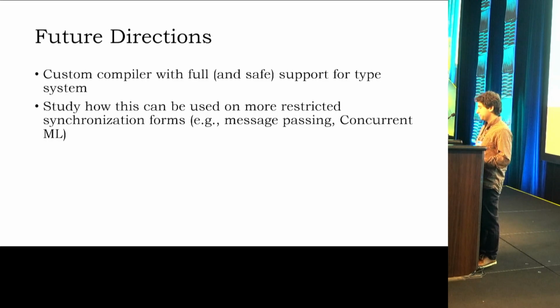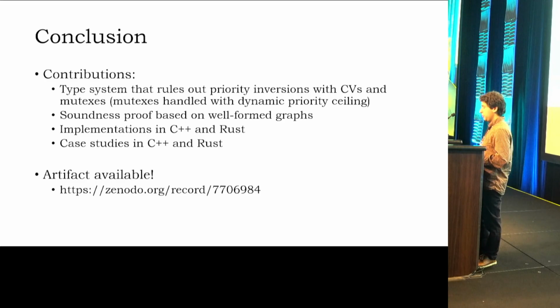So in conclusion, we have a type system that rules out priority inversions with CVs and mutexes, using static techniques for condition variables and using dynamic techniques for mutexes. We've proven it sound, we've implemented it in C++ and Rust, and we have some case studies that show the usability of it. Our artifact is available, so I hope you'll check out both the artifact and the paper.